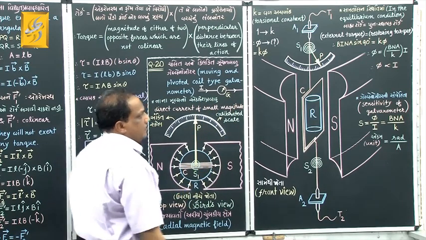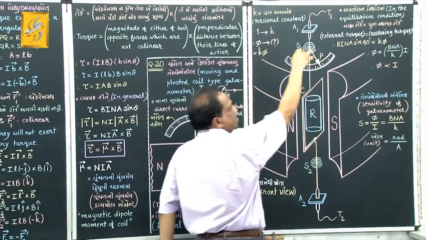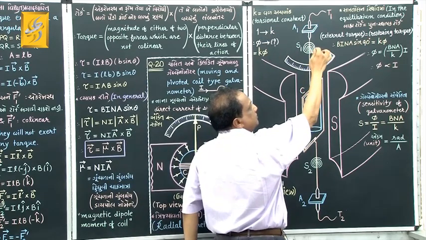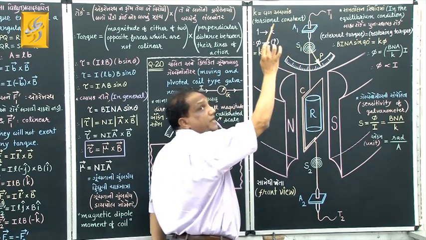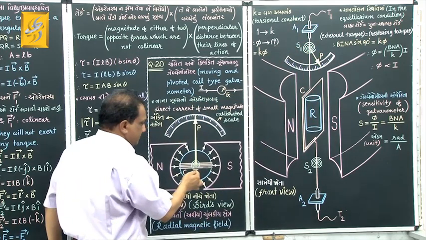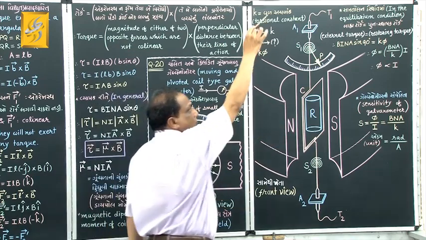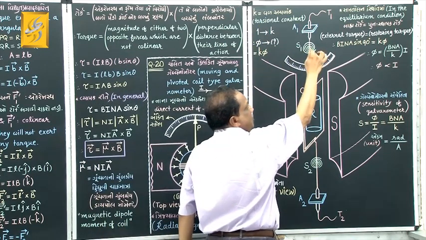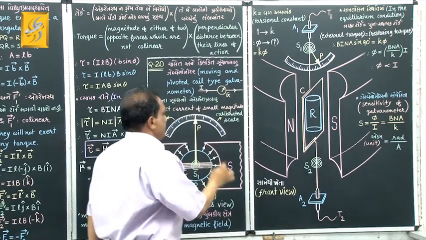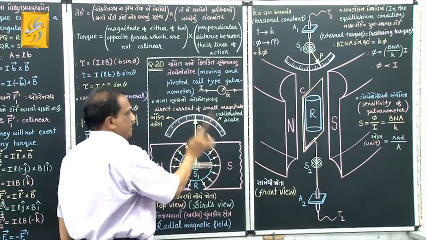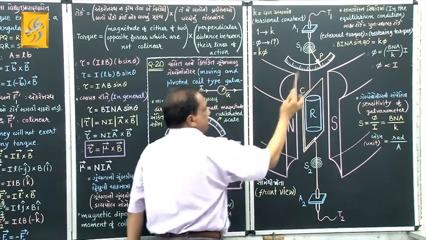Fine. Then when you view this figure from top, you will find this spiral spring, that is upper spring S1, here it is, spring S1. And when you view from top, you will find this pointer, that pointer is here, and the scale also I have shown.